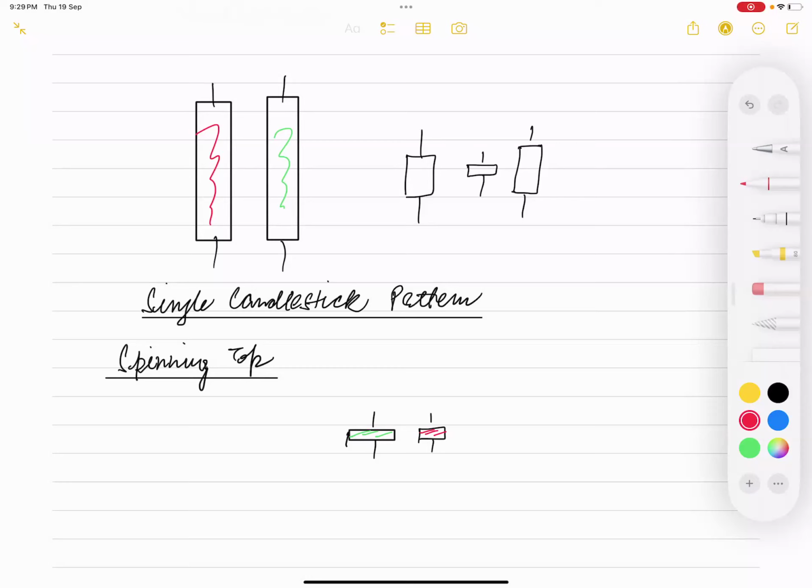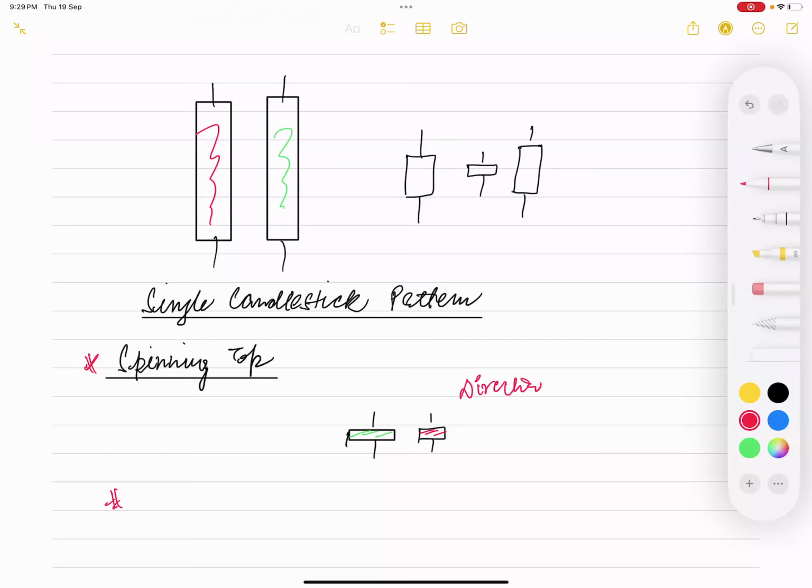A spinning top is where the body of the candle is small compared to the upper and lower wick, and in the main body, the open and the close of the candle are close to each other. The color of the candle does not indicate any trend. I hope this is clear. With a spinning top, you do not get much indication whether the price will go up or down. You cannot depict the direction of that particular market. The next one is the Marabuzu.